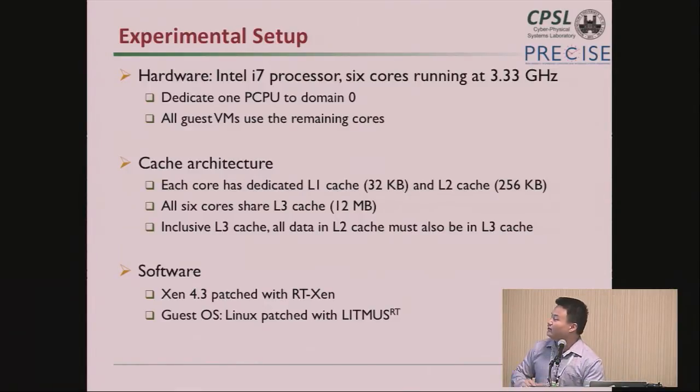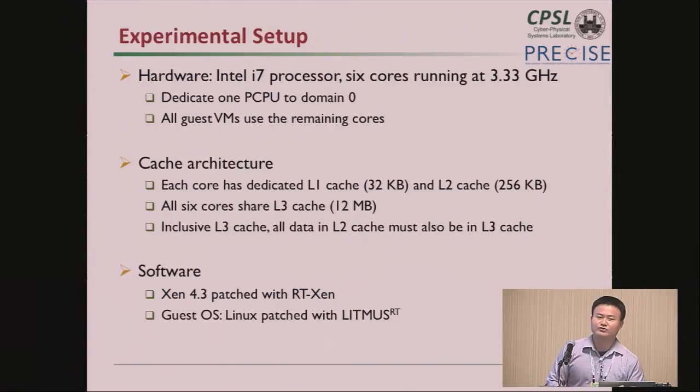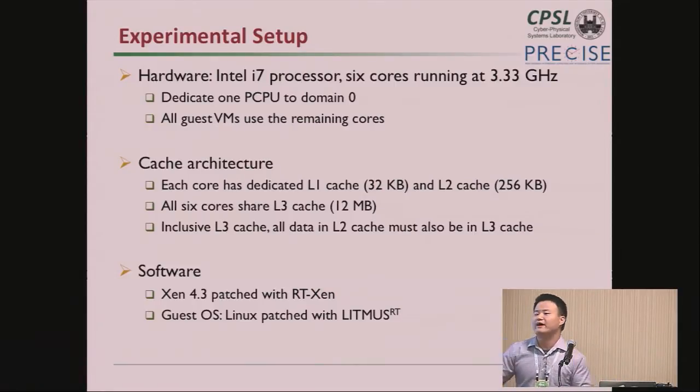For the software in the experiment, we use Xen 4.3 patched with RT-Xen. And for the guest OS, we use Linux patched with LITMUS^RT. LITMUS^RT basically provides the global EDF scheduler in Linux.